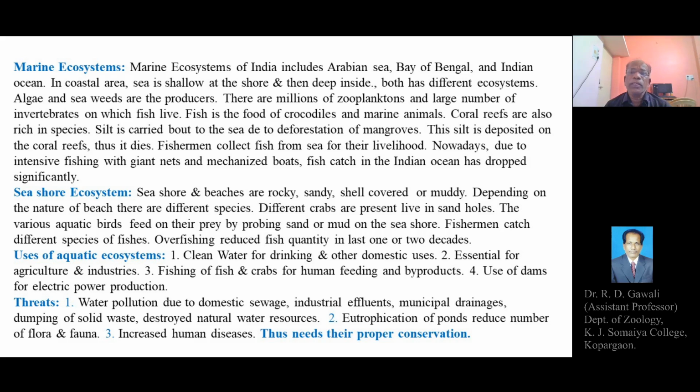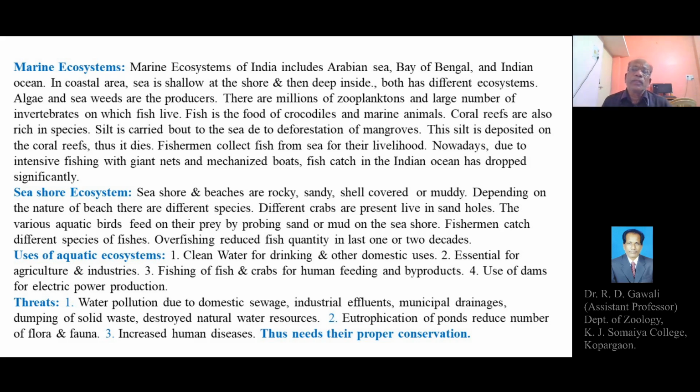And then the next one is the use of dams for electric power production. So aquatic ecosystems can be used for the production of electricity or power. Such products, we can see, you just go to the Bhandardara dam, where there is a power plant, an electric power plant.